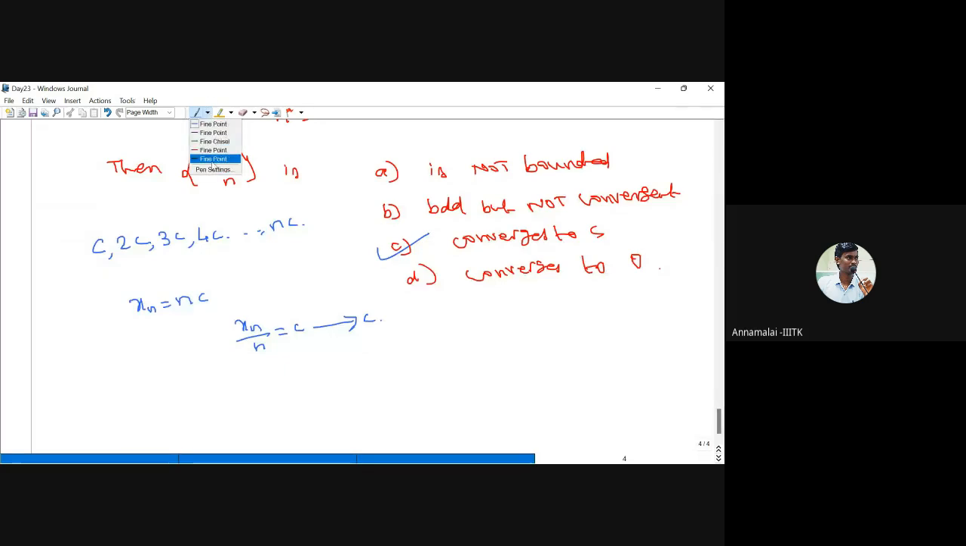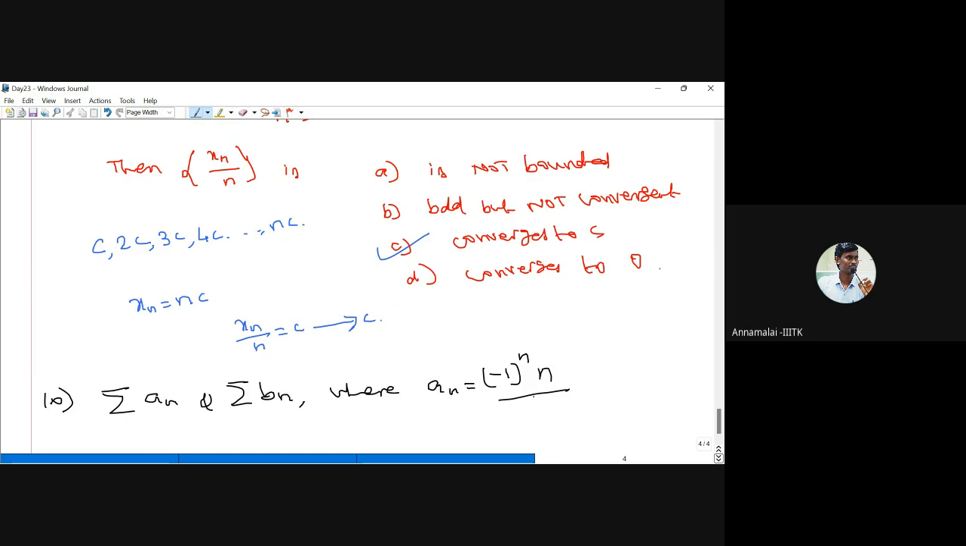Now the next one, the 10th problem. Suppose we have two series, summation an and summation bn, where an is (minus 1) power n into n by 2 power n, and bn is (minus 1) power n by log of (n plus 1).